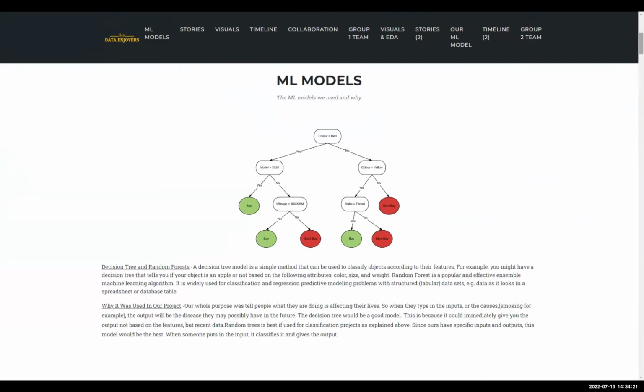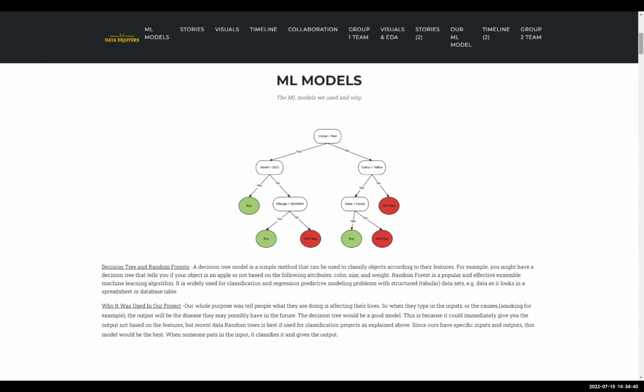Random forest is a popular and effective ensemble machine learning algorithm. It is widely used for classification and regression predictive modeling problems with structured data sets, that is, data as it looks in a spreadsheet or database table.